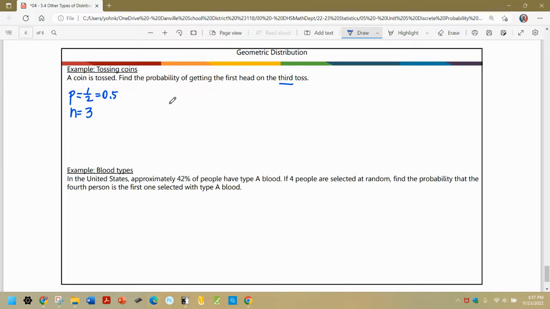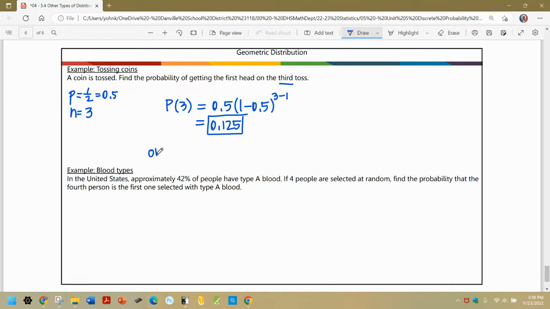So my formula says P of 3 for getting it on the third toss is P, which is 0.5, times 1 minus P to the N, which is 3 minus 1 power. So I type this all into my calculator, I get 0.125. So basically, if I toss a coin, there's a 13% chance that my first head will appear on the third toss.